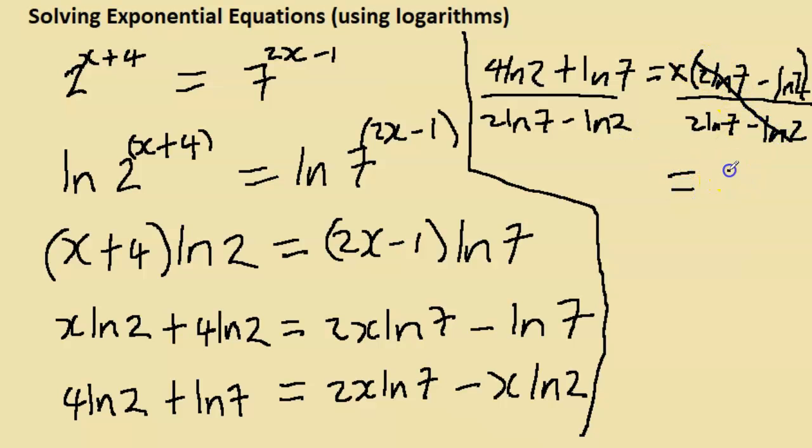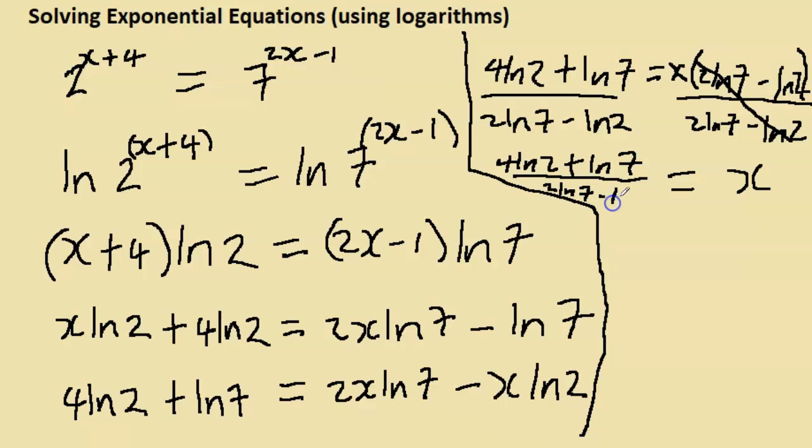So it's just 1x over here. And then x here is 4 ln 2 plus ln 7, over 2 ln 7 minus ln 2.